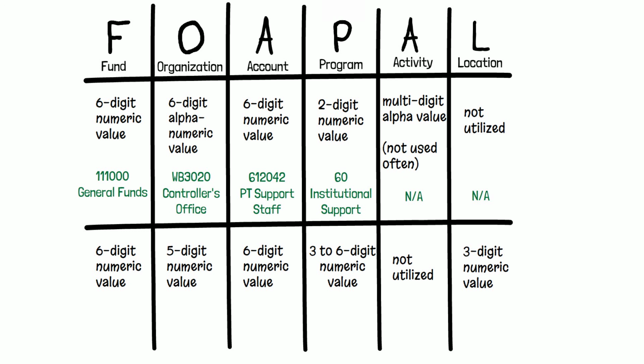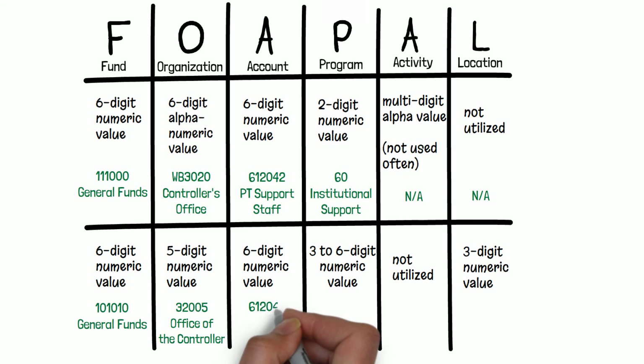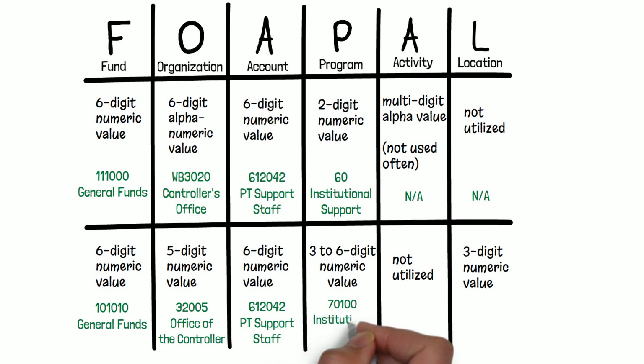If we take the example from above, the new fund code will be 101010 for general funds. Organization will be 32005 for Office of the Controller. Account is 612042 for part-time support staff. Program would be 70100 for institutional support operations. And there is no activity code. Location is the new piece.